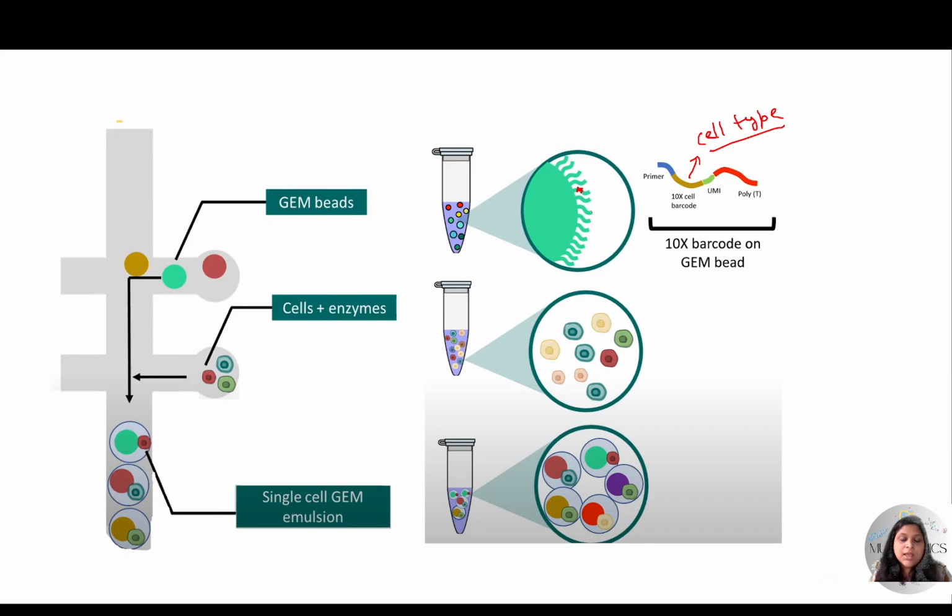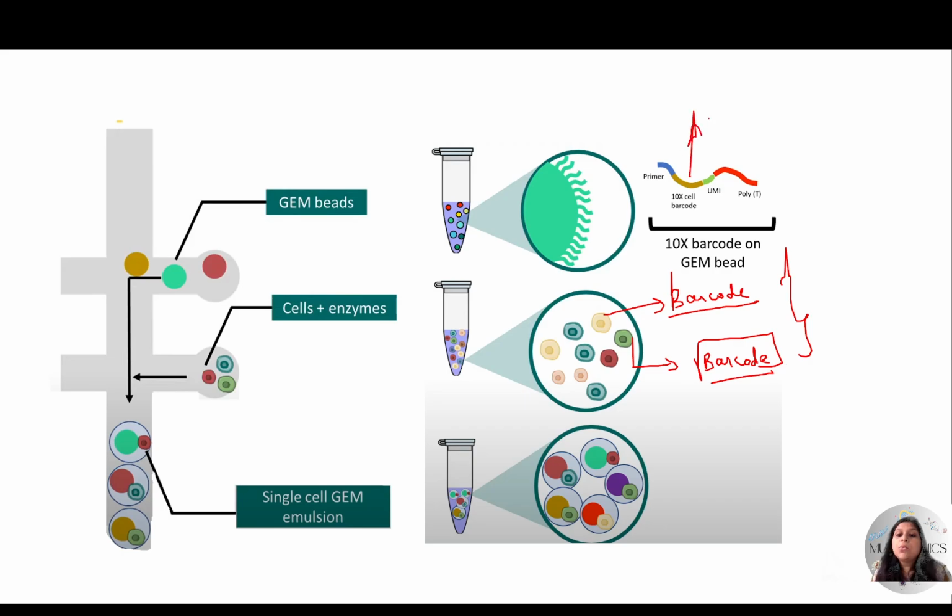Suppose this yellow cell is an NK cell, this is a B cell, and this is a macrophage. There will be many macrophages. All the macrophages will be represented by a single barcode. All the NK cells will be represented by another barcode. So by looking at these barcodes, we can come to know which cell type that RNA molecule has come from. So it will help us in annotation further downstream in the analysis part, right?